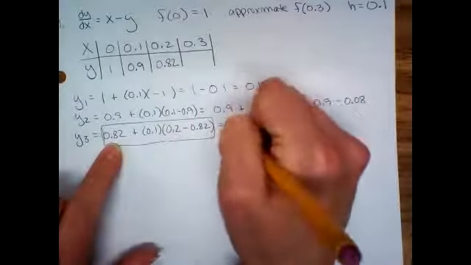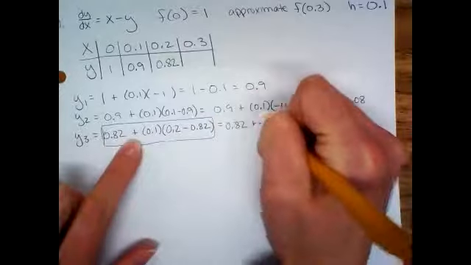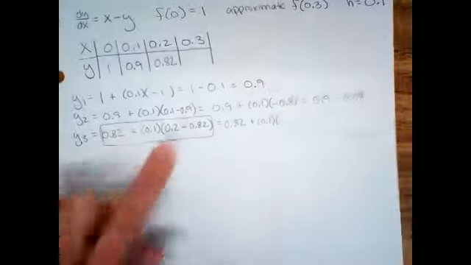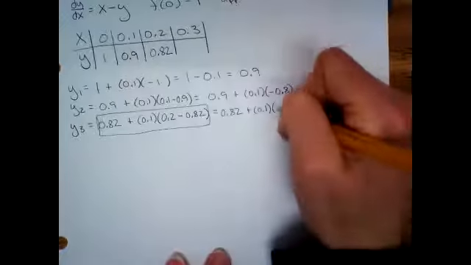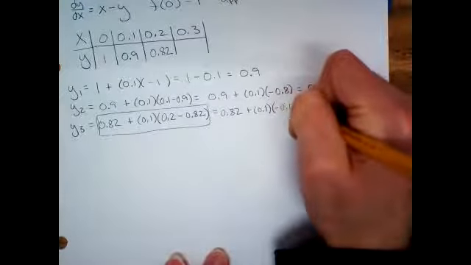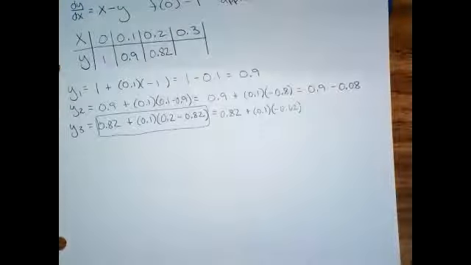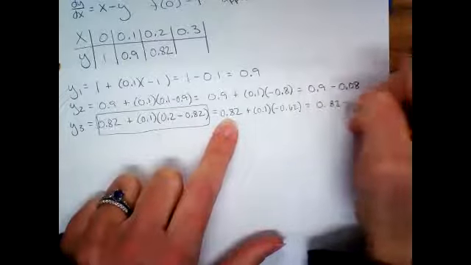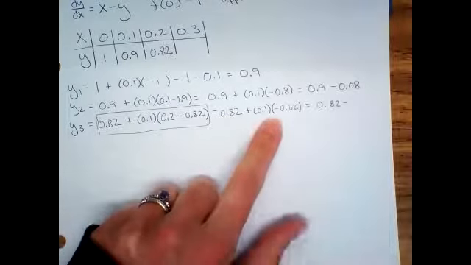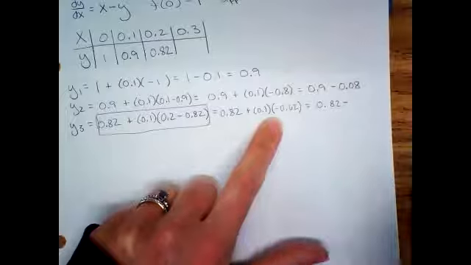It would be 0.82 plus 0.1 times, all right, let's see. Think of money. This would be 20 cents minus 82 cents. That will be negative 62 cents. Think of money when you have the decimals like that. So this would be 0.82 minus 0.062.